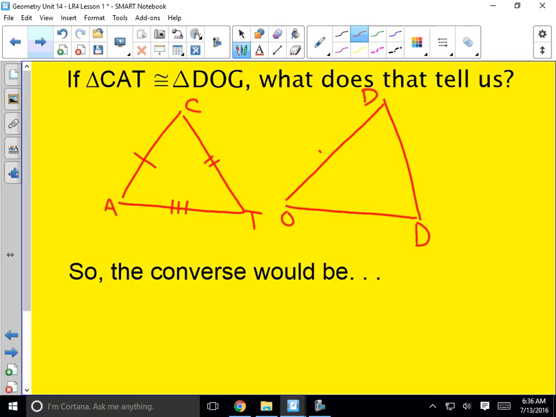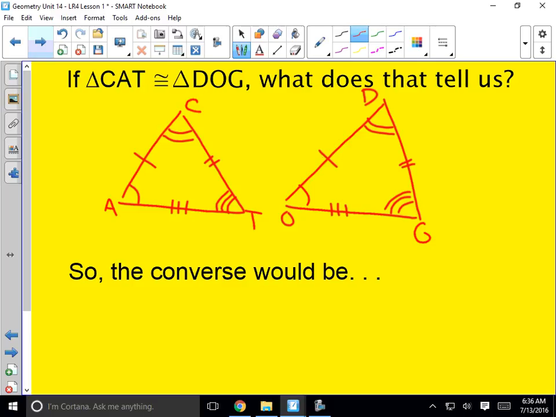And what we know is there's a 1 tick mark side on both, there's a 3 tick mark side on both, there's a 2. So DG is congruent to CT, AT is congruent to OG, AC is congruent to OD. And then, we also have all of the matching angles in each triangle. So we know that all 3 angles match, all 3 sides match, and that tells us that they're congruent.